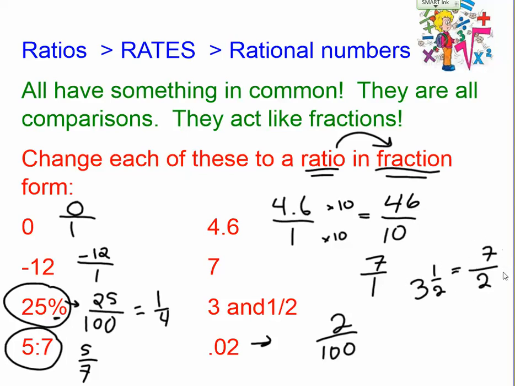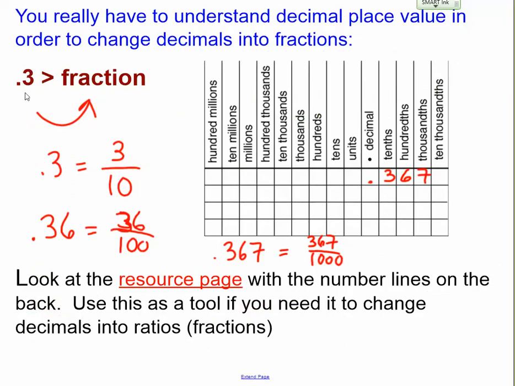Remember, ratios act like fractions, so it's 7 to 2. Really, we're just doubling 3.5 and doubling the 1, so it's 7 to 2. And this decimal is read as 200, so you put 2 over 100. So then we practice today, how do you tell what fraction is equal to this decimal?